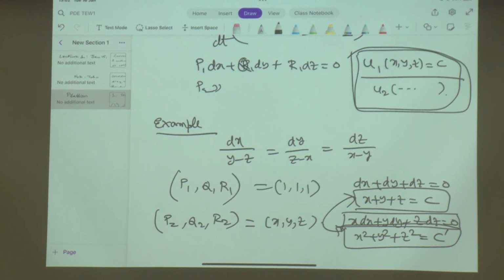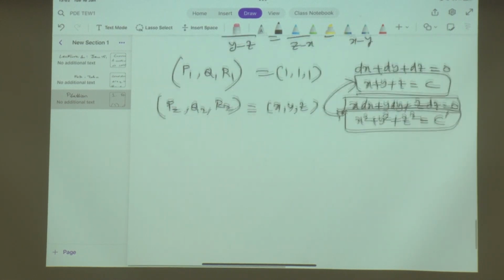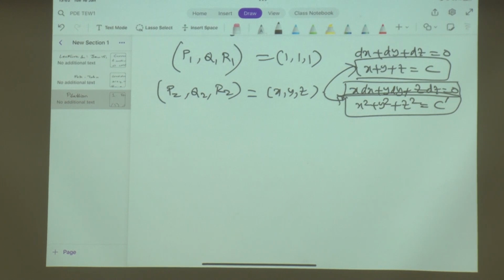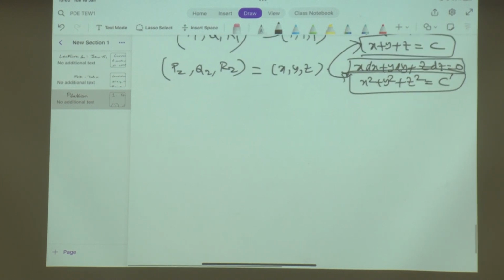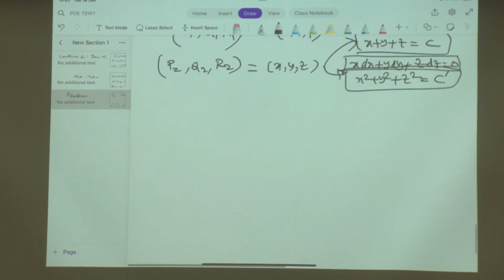Now we have to say why this intersection represents the curve that we are interested in. Right? Why should that PQR be the tangential direction? One can show that. Maybe I will skip that part. So one application of this could be orthogonal trajectories.